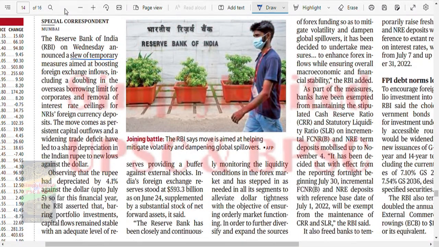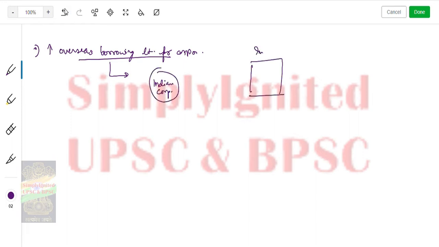A slew of temporary measures aimed at boosting foreign exchange inflows, including a doubling in the overseas borrowing limit for corporates and removal of interest rate ceilings for NRIs' foreign currency deposits. Fine, two things it has done. One is the increase in the overseas borrowing limit for corporates. Now what will happen? Say this is an Indian corporate and this is an international bank. It will give dollars as a loan, and since the limit has been increased from, say, $100 billion to $200 billion, there are more dollars coming into the Indian economy.